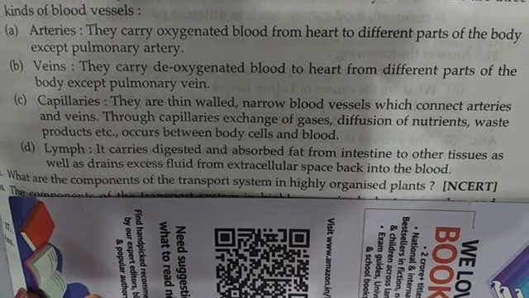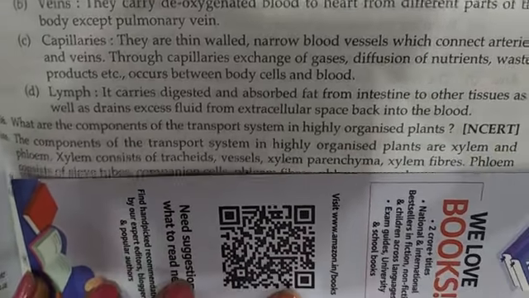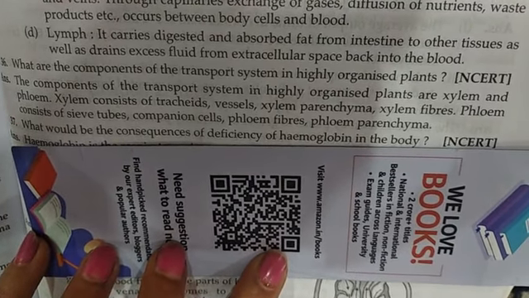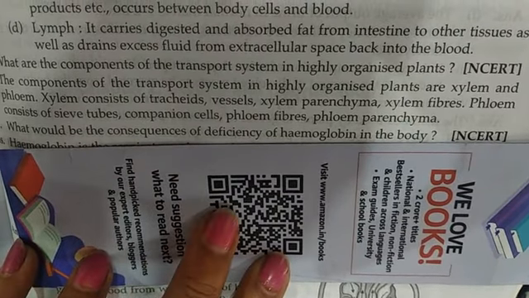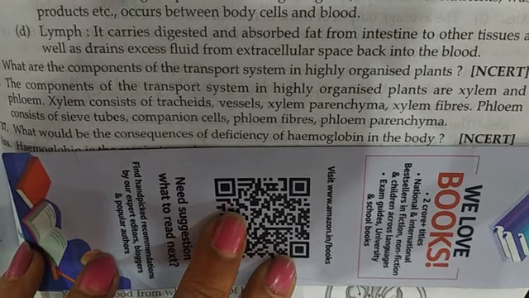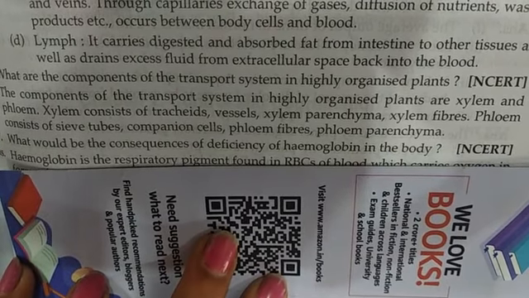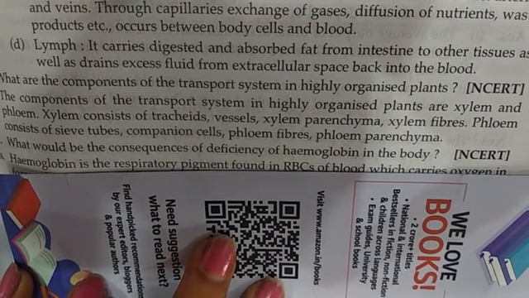36th question, what are the components of the transport system in highly organized plants? The components of the transport system in highly organized plants are xylem and phloem. Xylem consists of tracheids, vessels, xylem parenchyma and xylem fibers, while phloem consists of sieve tubes, companion cells, phloem fibers and phloem parenchyma. 37th question, what would be the consequences of deficiency of hemoglobin in the body?